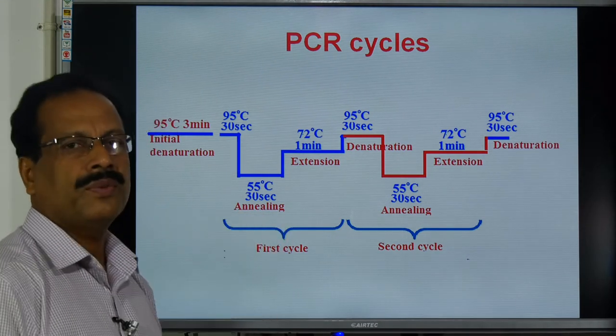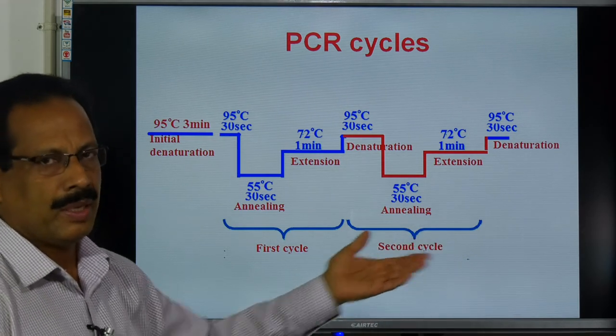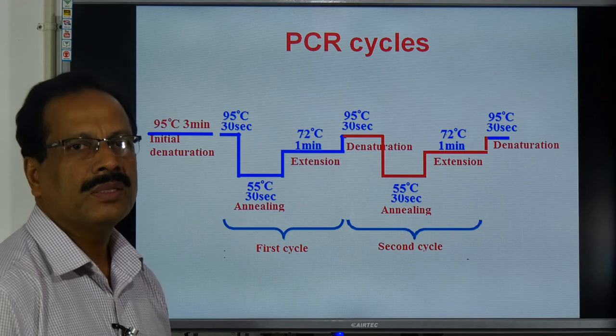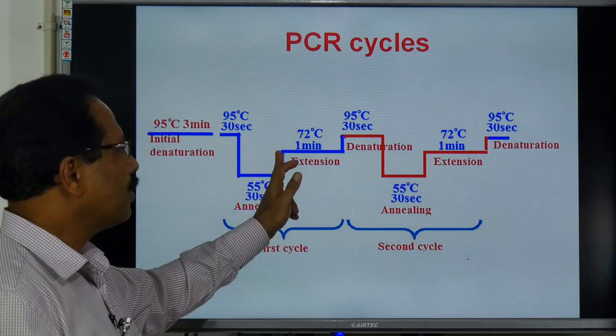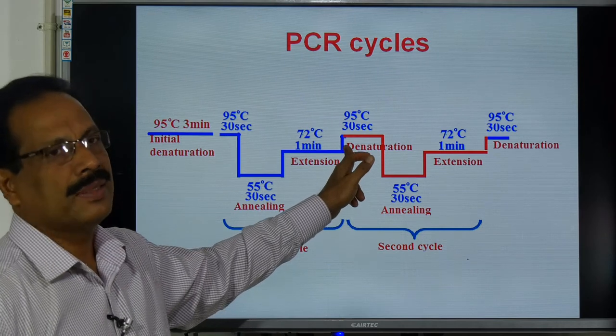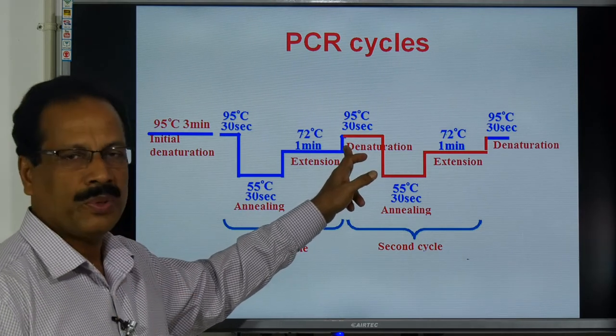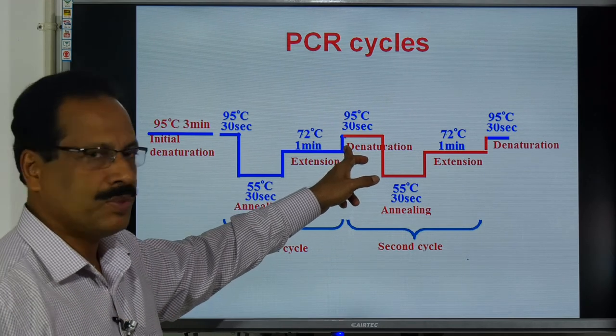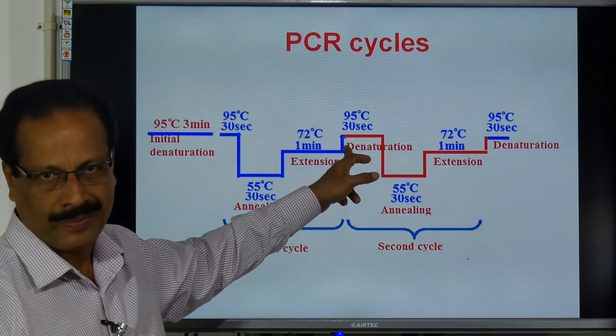If the length is higher, we may use 2 minutes or higher, depending upon the length of the products you are amplifying. So towards the end of this process, all the DNAs are in double-stranded structure. So now you have produced the number of copies to double. If you started from 10, now you have 20 copies.